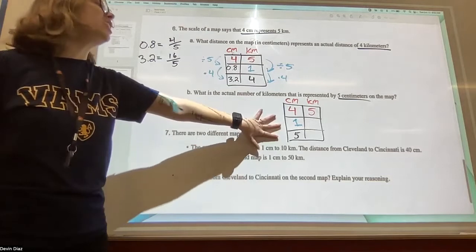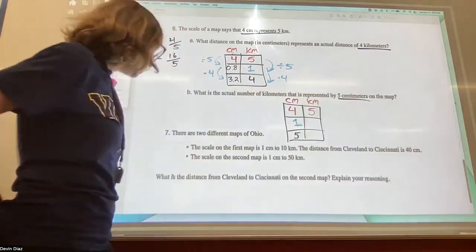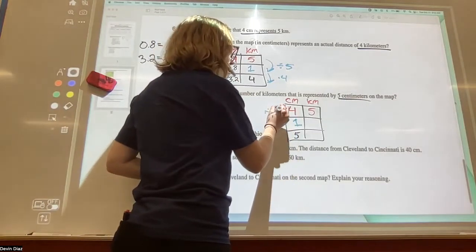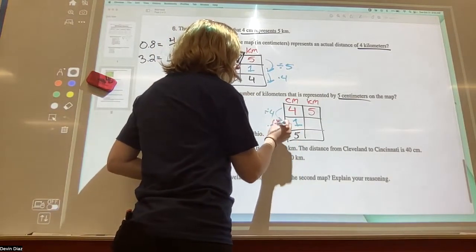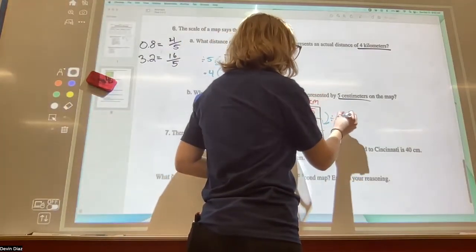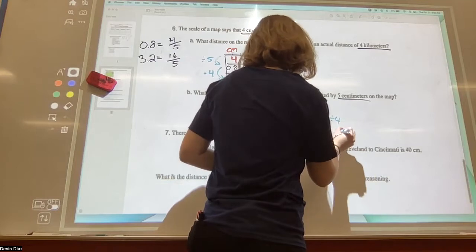We're doing the same thing here, but in this case, we had our centimeters. So here, I divide by 4, and this time I multiply by 5. What I do to one side, I want us to be better than that, do to the other. Divide by 4 times 5.